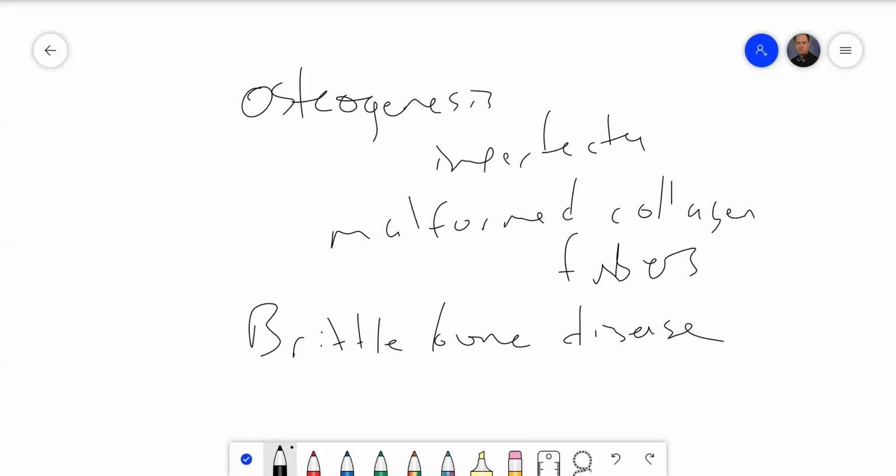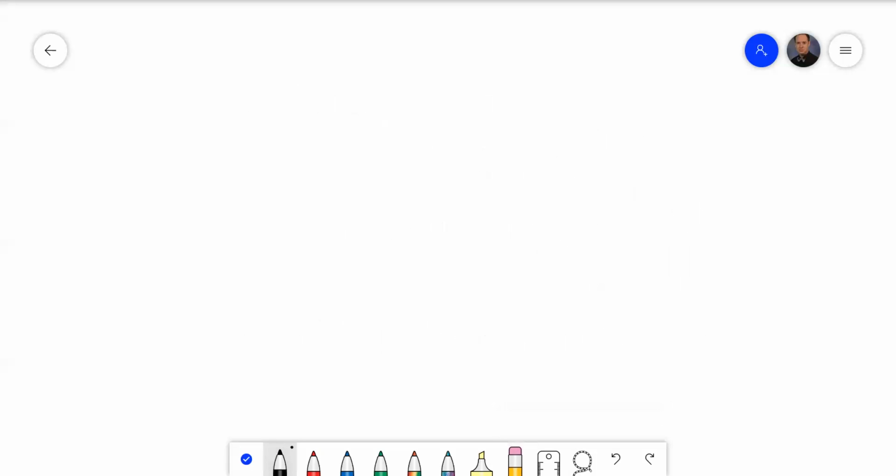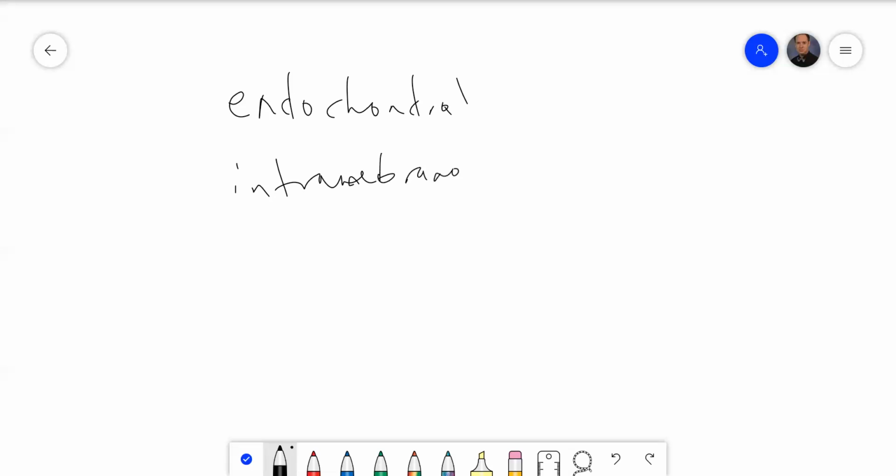So let's talk about growth patterns of bone. Bone will either grow through endochondral ossification or intramembranous ossification. Ossification, the formation of bone. Now, I'm not worried that you know the steps of this. That's not relevant. You do need to know the end result.